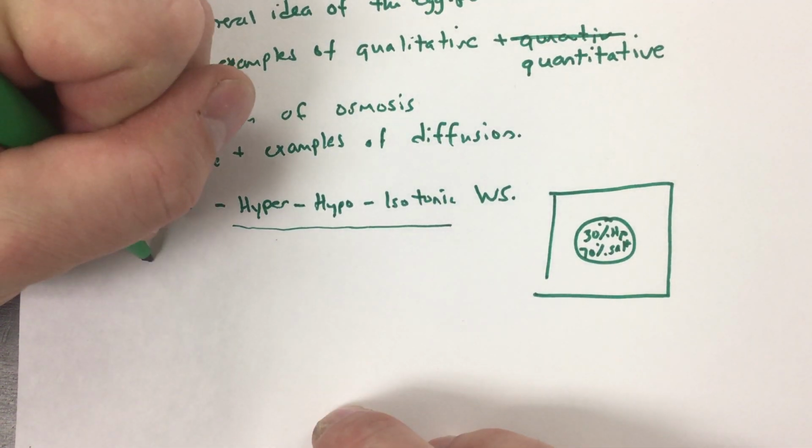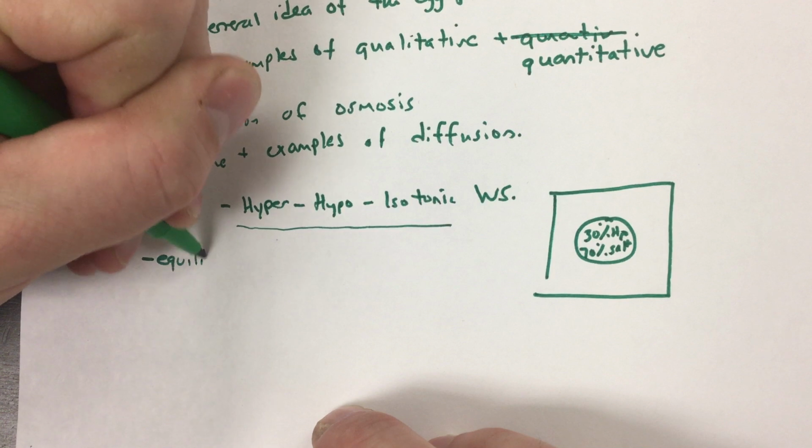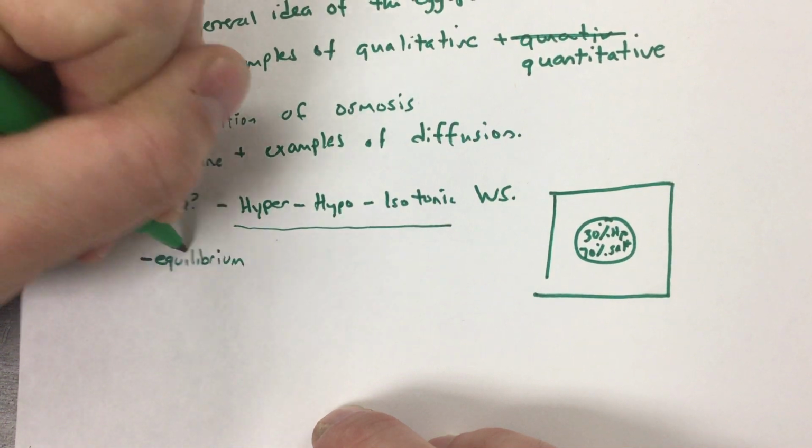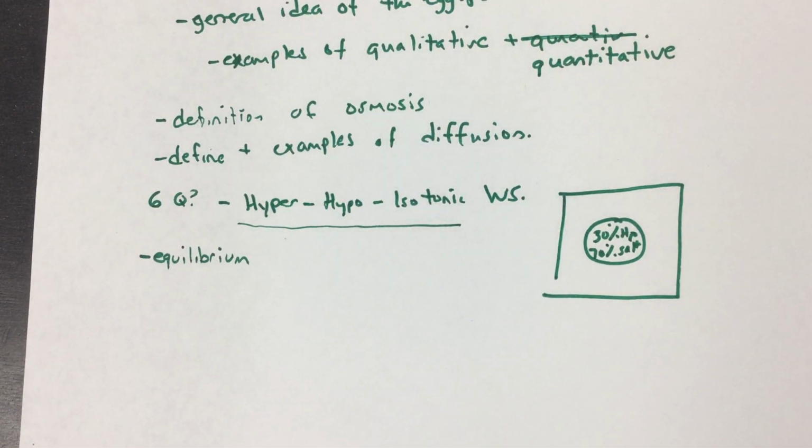You need to know what equilibrium is. Do you know what equilibrium is? You look confused. Did you forget what equilibrium is? That's okay, it was a long week. It's just equilibrium: when the inside and the outside are equal. That's it. Equal concentrations inside and outside.